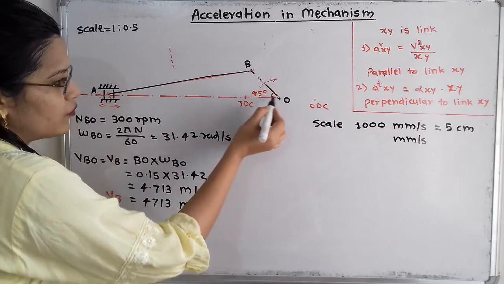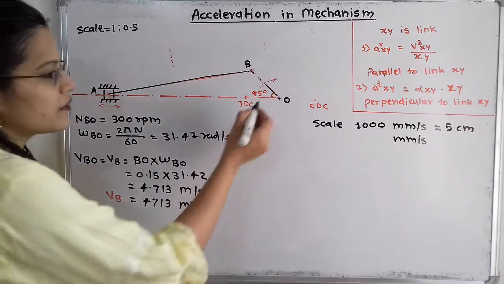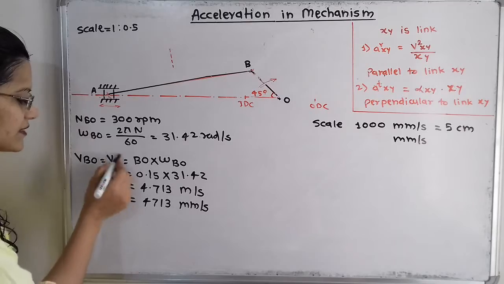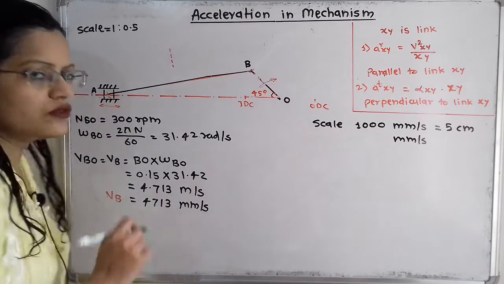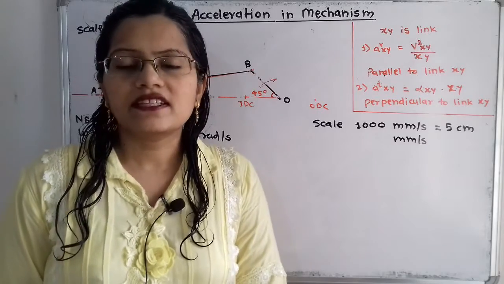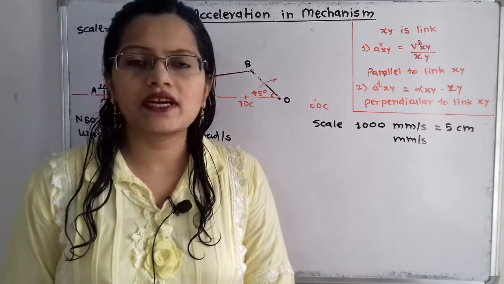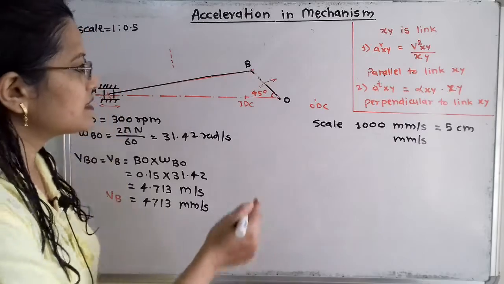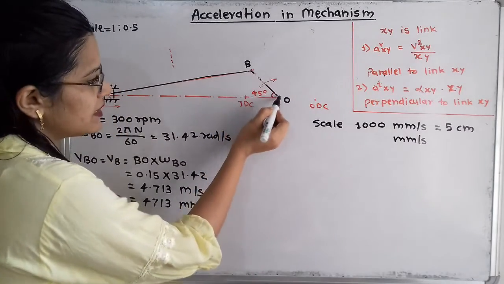So VBO, we can say that VBO. Here O is the fixed point, so simply we can say VB. So VB is equal to this. Now how to show its direction? We know that the direction is perpendicular to the link. So this is the linear velocity and here is the link.